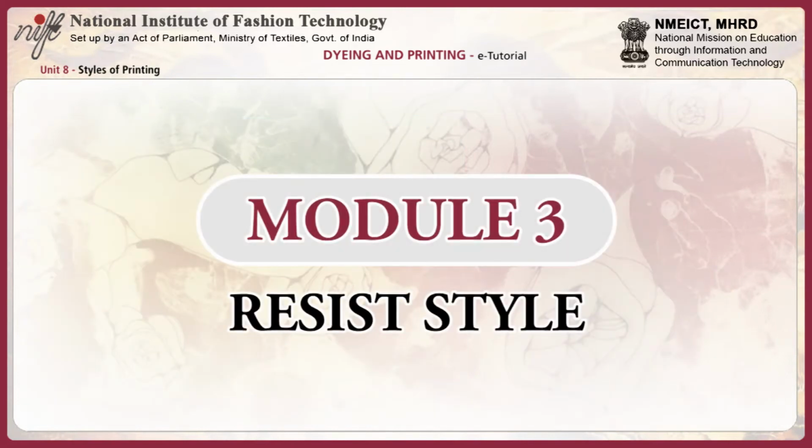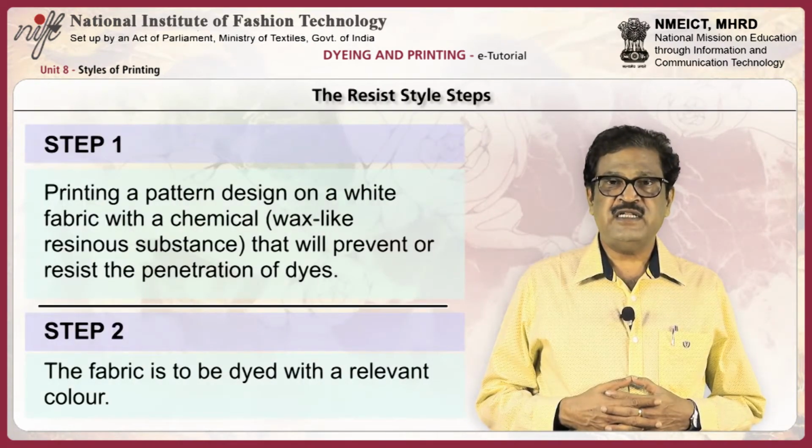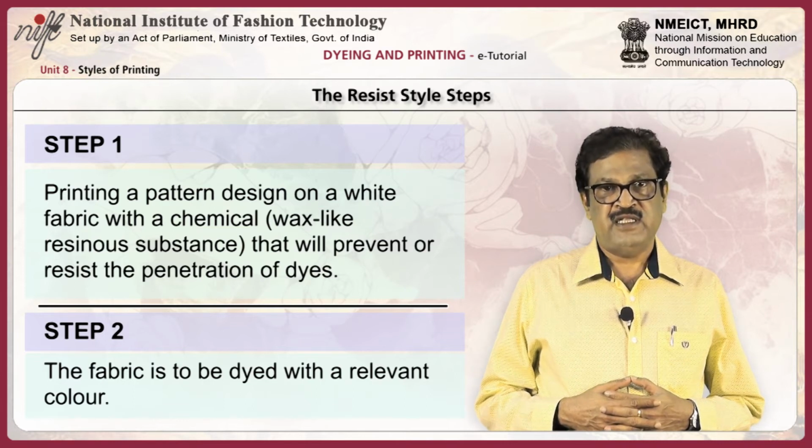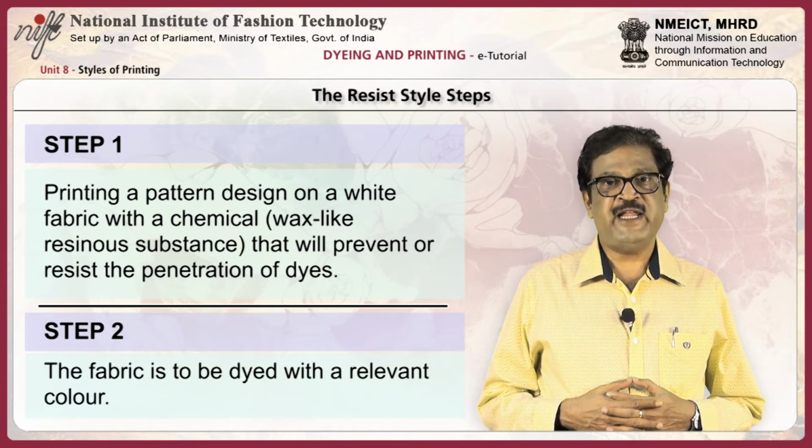Finally, let us learn about the resist style. The resist style consists of 2 steps. First, printing a pattern design on a white fabric with a chemical, that is a wax-like resinous substance. This will prevent or resist the penetration of dyes during dyeing. The second step, the fabric is dyed with a relevant color.